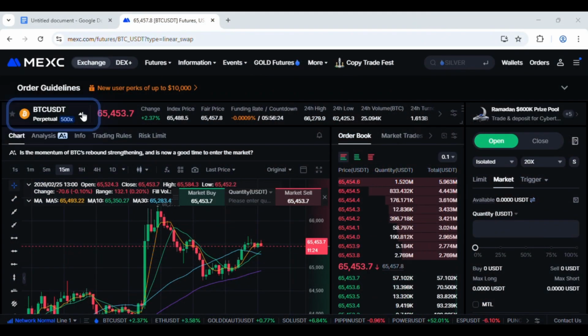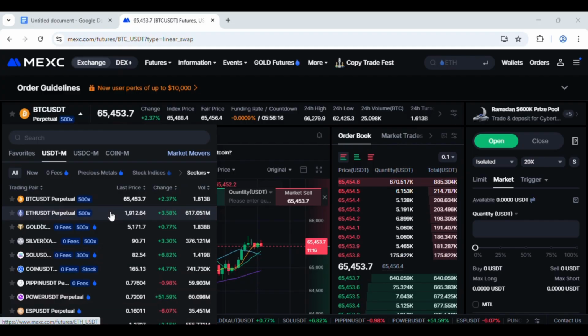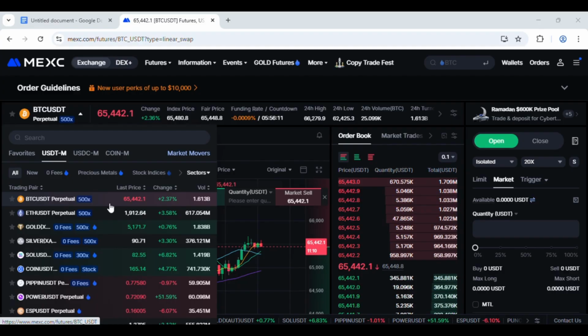Step 2. Choose a trading pair. Select the pair you want to trade. For example, Bitcoin USDT, Ethereum USDT. Beginners usually start with BTC USDT because it has high liquidity.